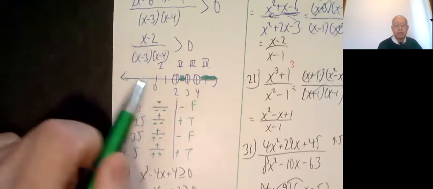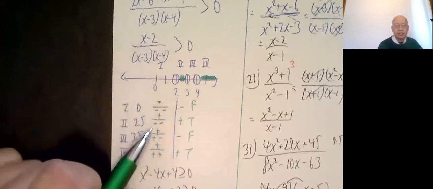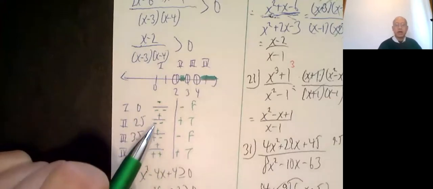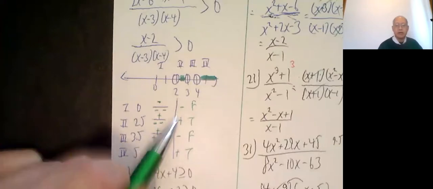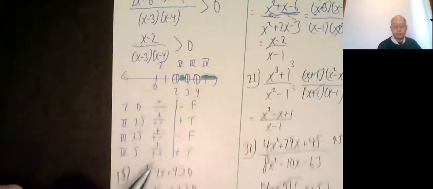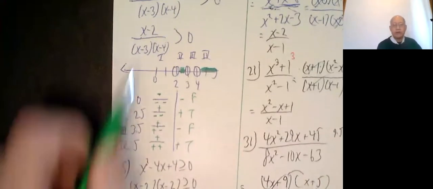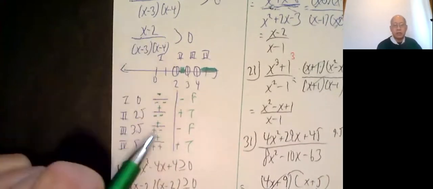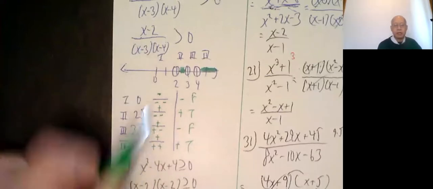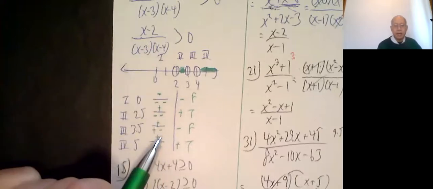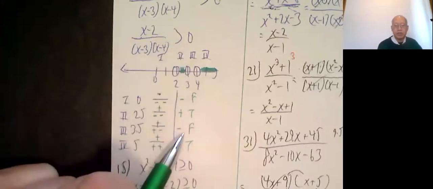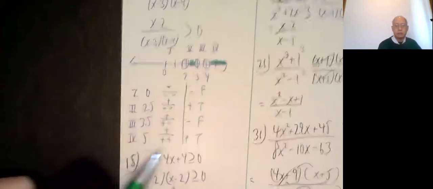2.5 minus 2, positive. 2.5 minus 3, negative. 2.5 minus 4, negative. Positive divided by negative times negative, positive. Positive greater than 0, that's true. Shade in region 2. Region 3, 3.5. 3.5 minus 2, positive. 3.5 minus 3, positive. 3.5 minus 4, negative. So I have 1 negative, that makes the whole thing negative. Negative greater than 0, no, that's false. Don't shade in region 3.